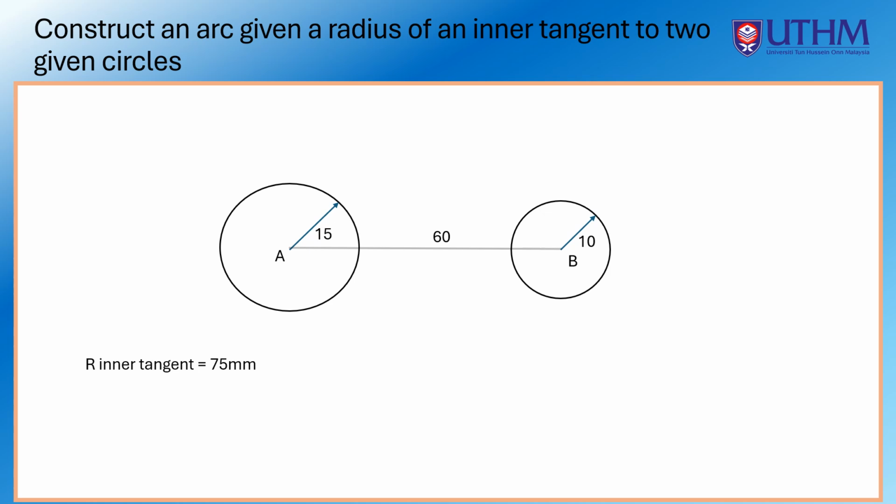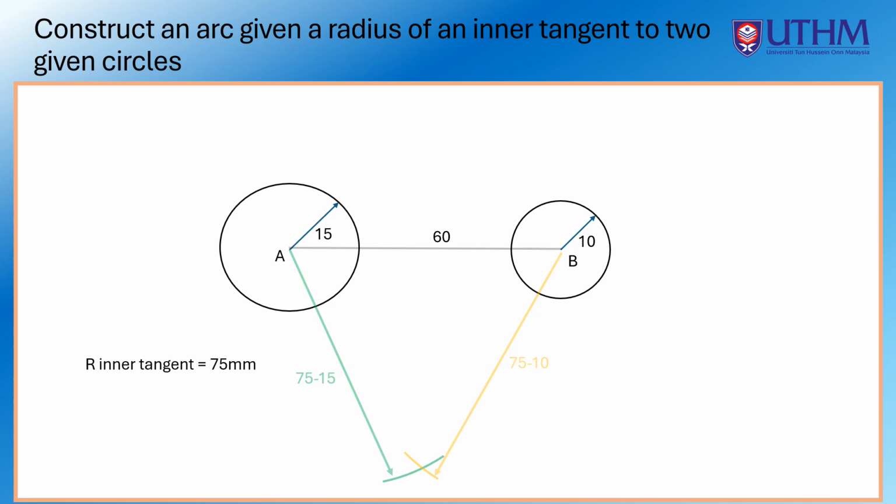From point A, with a 75 minus 15 mm circle radius, create an arc below the circles. So, if you can see the green color radius, the radius length is 75 minus 15. Then from point B, with a 75 mm minus 10 mm radius, create an arc below the circles. If you can see in yellow color, the radius length is 75 minus 10.